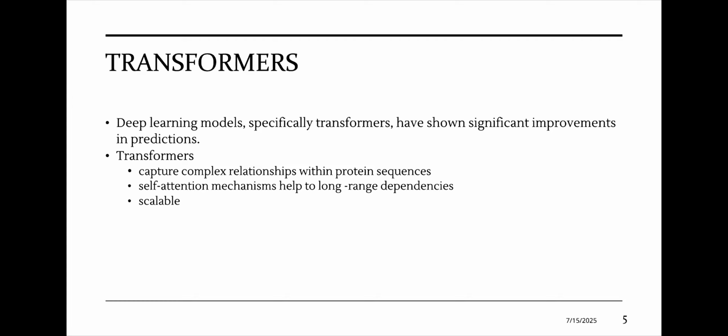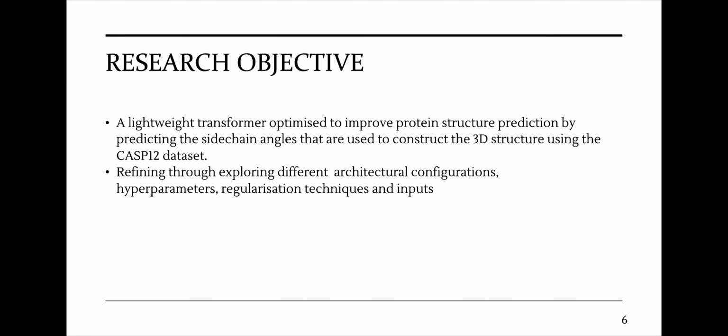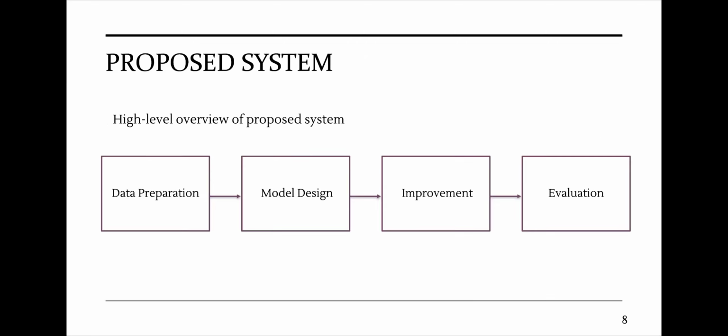Large-scale systems such as ESM-Fold and AlphaFold have explored the application of transformers for protein structure prediction. Both models take in sequence data and produce a 3D structure of the protein, but they require extensive training and computational resources. Therefore, this research presents a lightweight transformer optimized to improve protein structure prediction by focusing specifically on predicting side chain angles that will construct the 3D structure using the CASP12 dataset. This work focuses on refining the existing transformer model provided by SideChainNet by exploring different architectural configurations, hyperparameters, regularization techniques, and inputs. The proposed system follows four main stages: data preparation, model design, improvement, and evaluation.